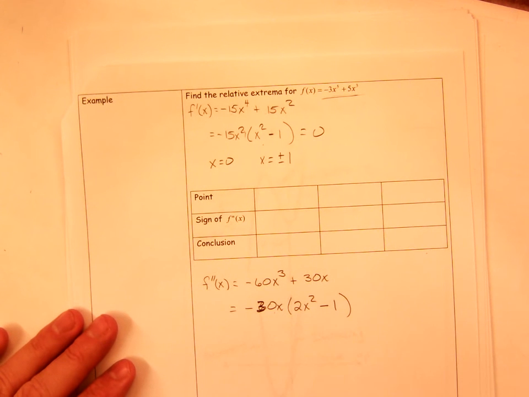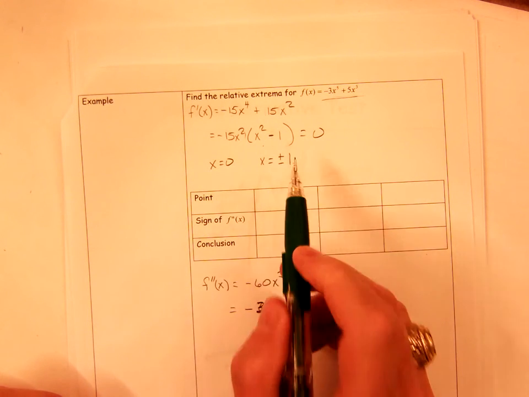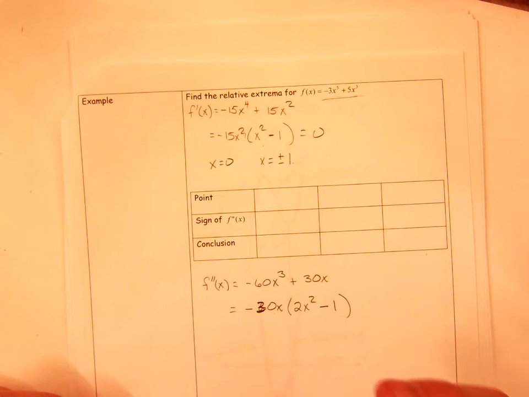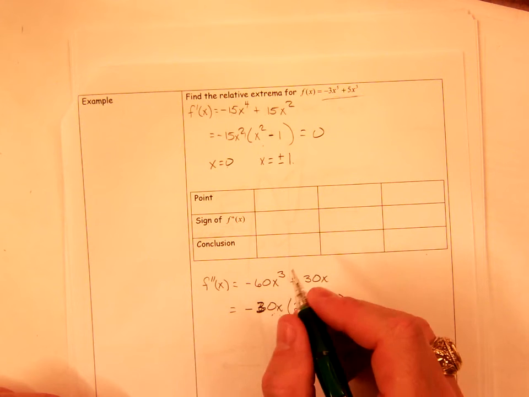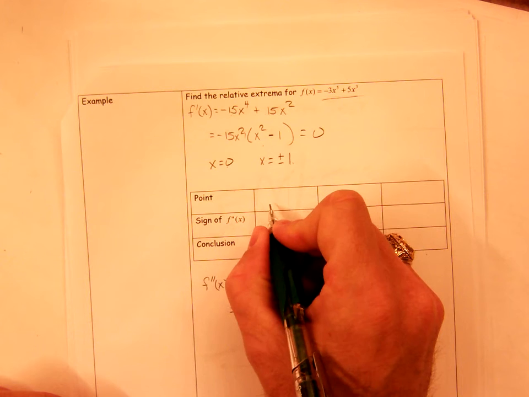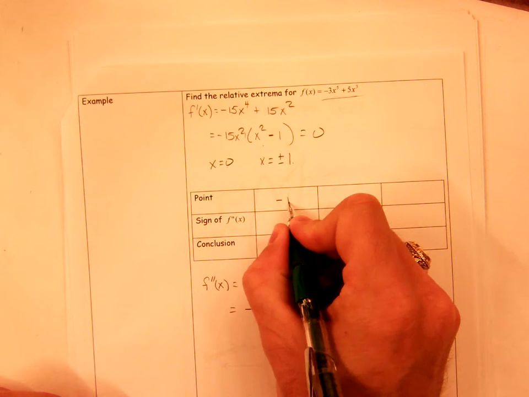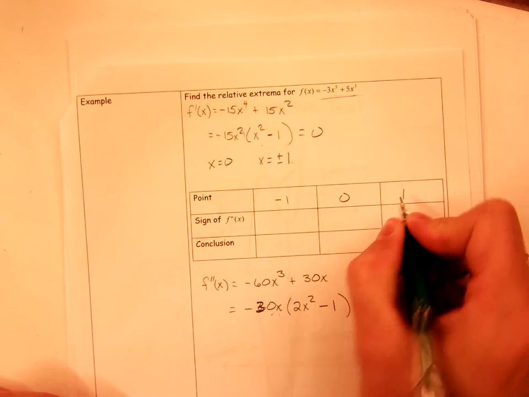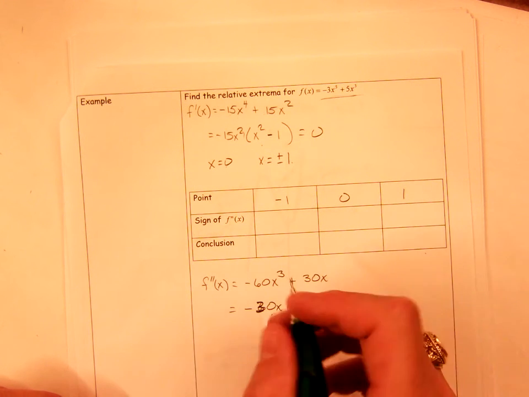Okay, so this is my second derivative. Now, the test says, if we go back to that previous page, at this point, and this point, and this point, we check whether my second derivative is positive or negative. So what I want to do now is plug these points into my second derivative. The points we're talking about are negative 1, 0, and positive 1. That's what x equals.